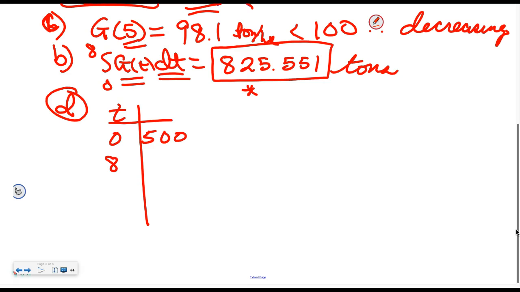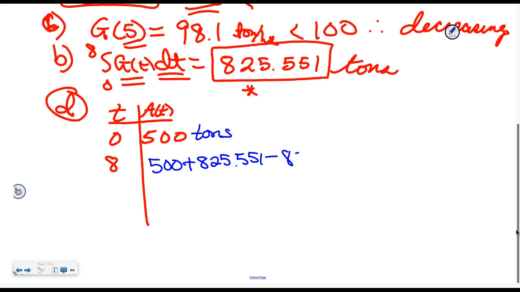I totally could. Let's put A of T for the amount of gravel in there, or you could put P of T for the pile. Don't put G though, because G's the rate in. I want to know the amount that's there. This is 500 tons. Let's figure out at the end of the workday how much was there. The 500 I started with, right? Plus what? The 825 that we just said got dropped off, minus 800. Okay?